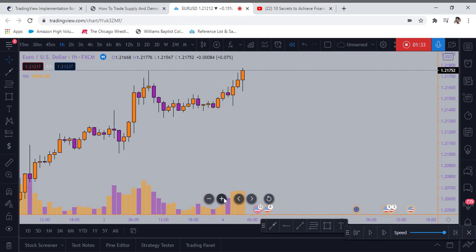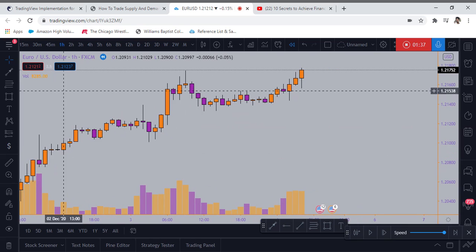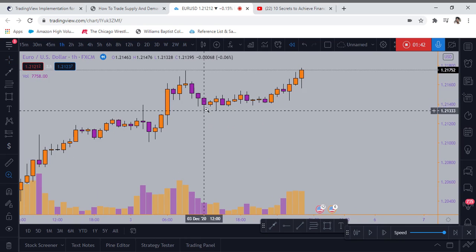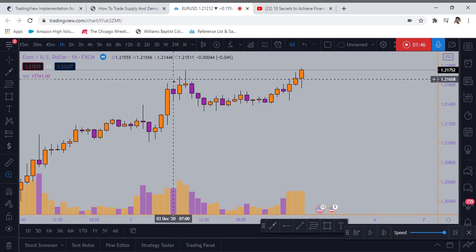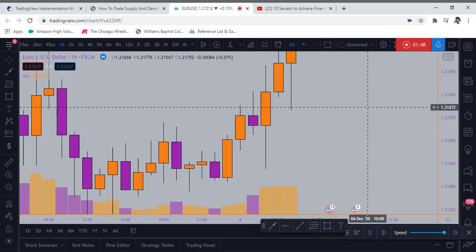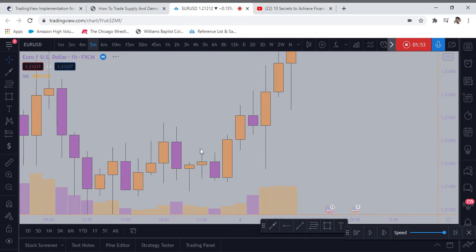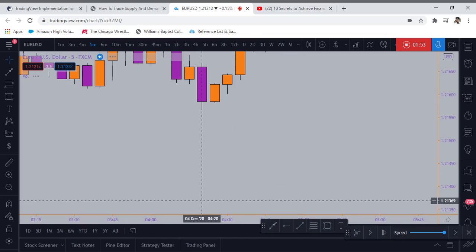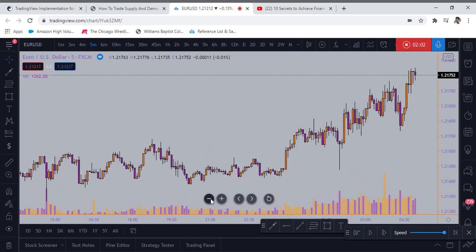So let me zoom in. So I'm right here. Highlight. You see, you got a little downtrend. Market consolidates a little bit, then shoots up. That's what I'm trying to look for. Go down a time frame. Okay, boom.